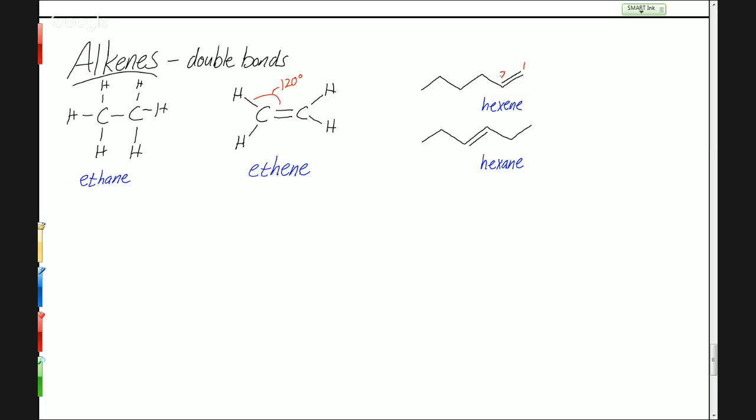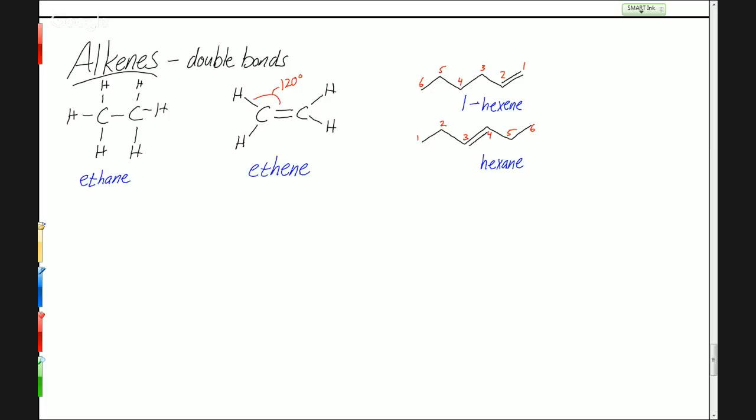So that means we start numbering from this side. In the bottom one, it doesn't matter because the double bond's right in the middle, so it wouldn't matter which way we started numbering it. And we name the compound based on where the double bond starts. In that first molecule, the double bond starts at 1. It goes between 1 and 2. So we would call this molecule 1-hexene.